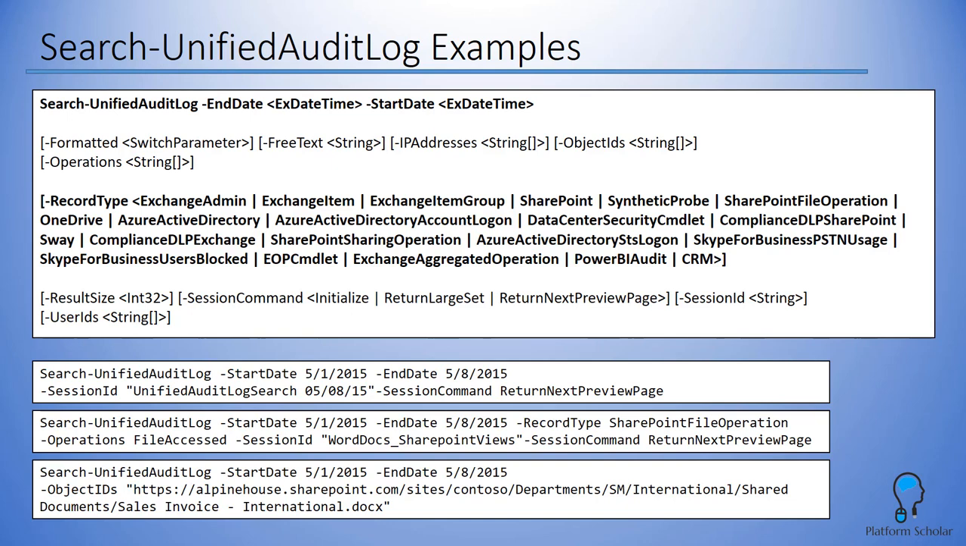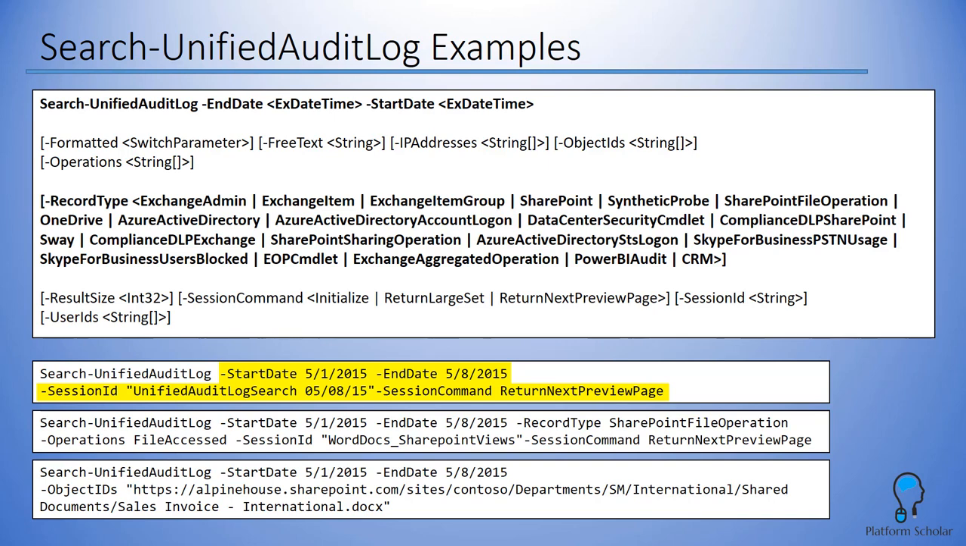Here, we're pulling all activity between May 1st and May 8th. Remember, there's only 90 days worth of data, so these dates wouldn't work today. Now, we know we're pulling the whole log because we don't see any other filtering. We give it a session ID called Unified Audit Log Search 5815 and issue a session command return next preview page. The output will be one page of data.